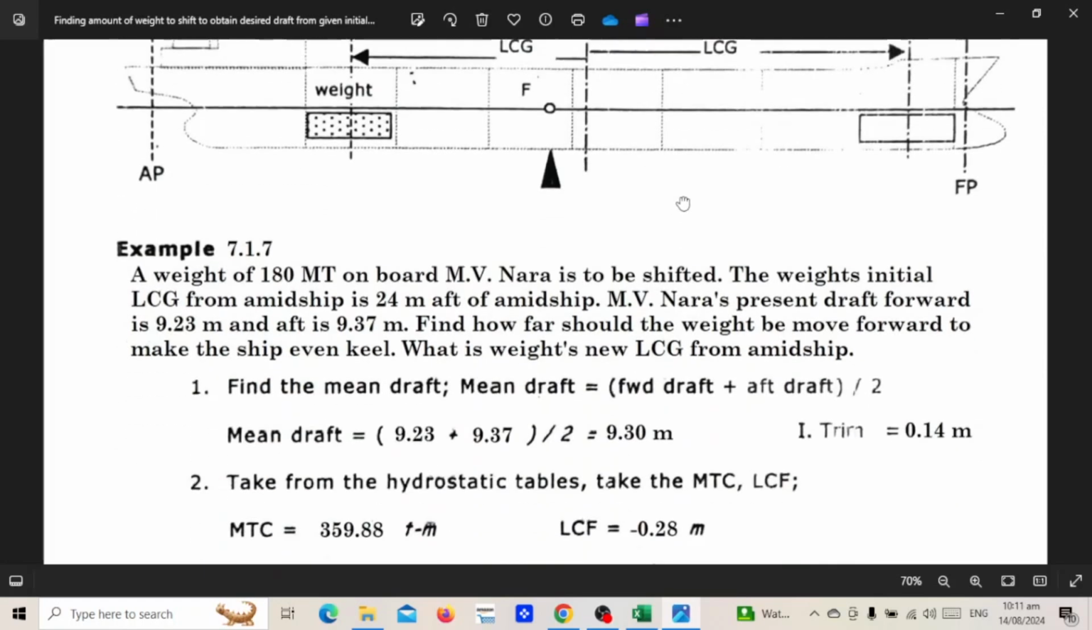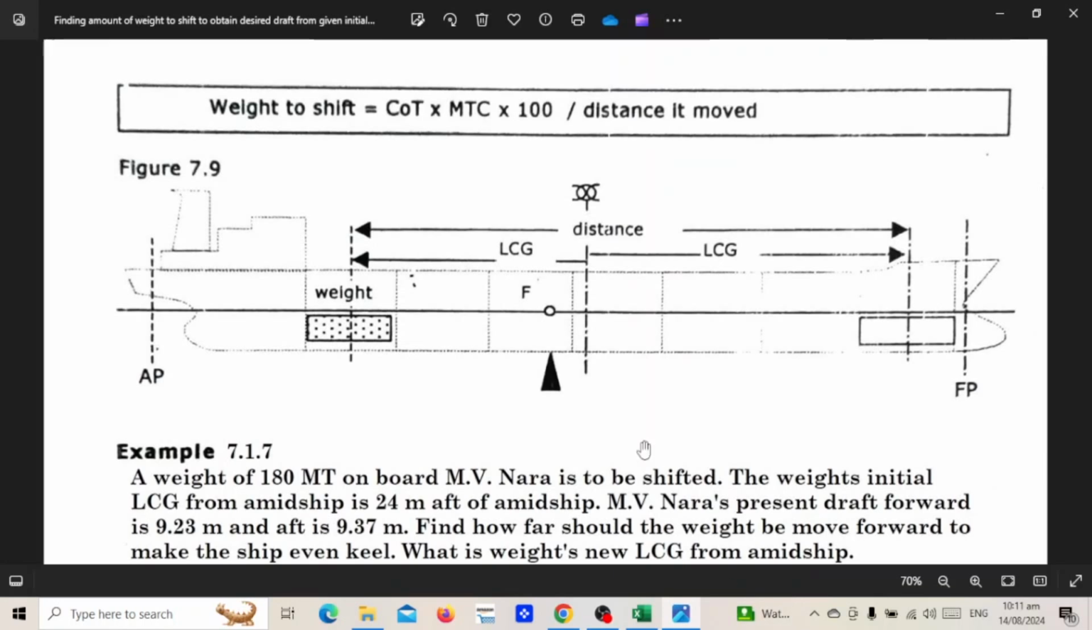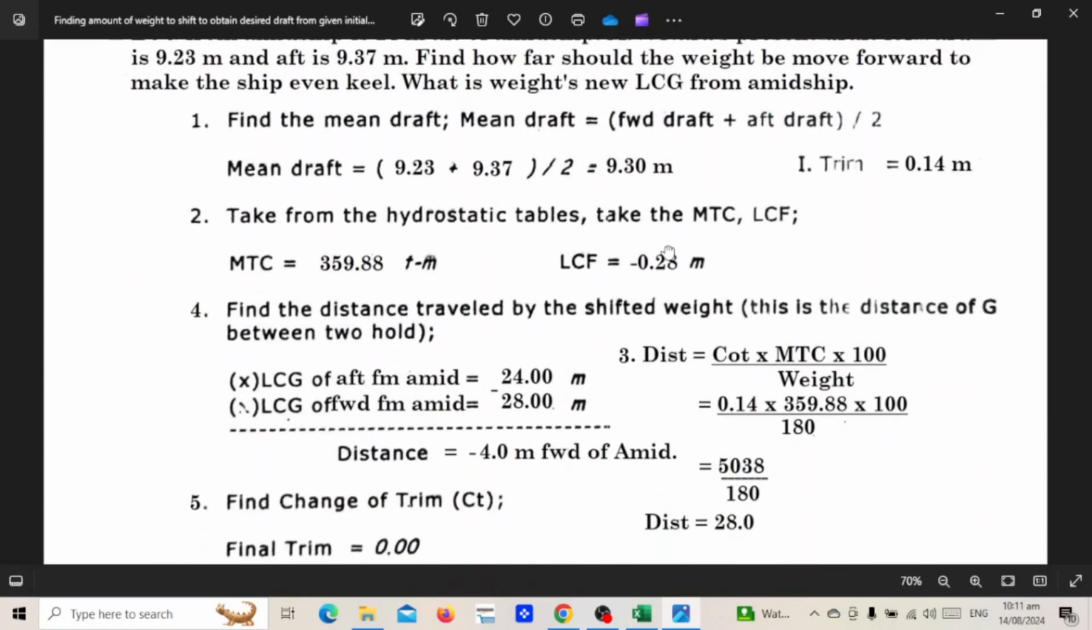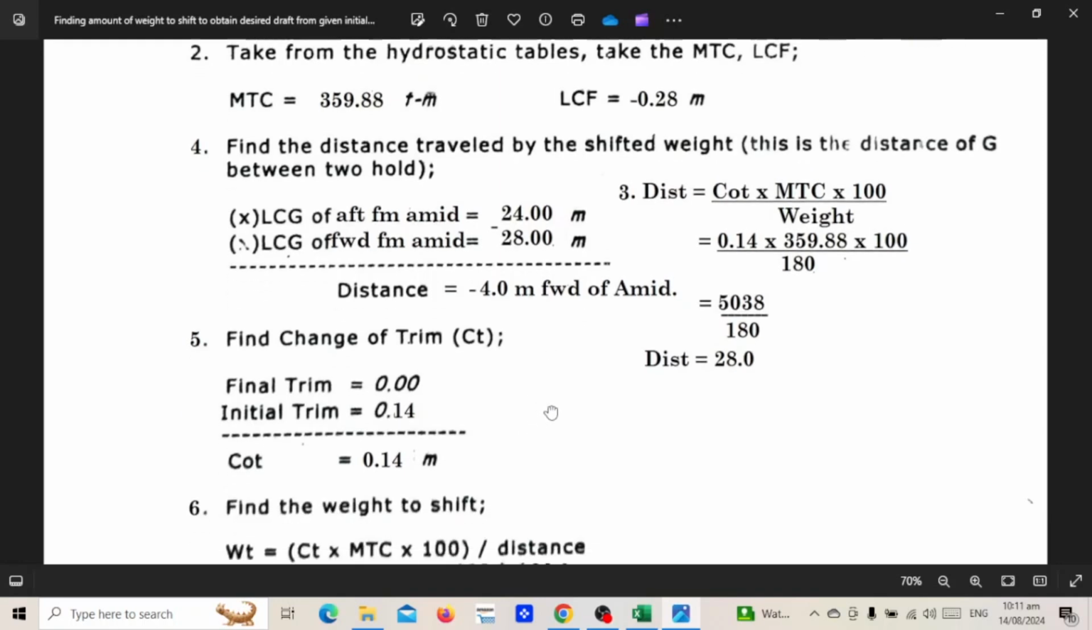So from here, 28 minus 24 is 4 meters. It is negative because it is forward of amidship. When you say forward of amidship, this is your amidship, you are 4 meters forward. So if this is 28, this will be 24 plus 4, that will be a total of 28. The 4 sign is negative, meaning you're ahead of the amidship. That's why you have negative 4. Okay? Then we go to number 5.